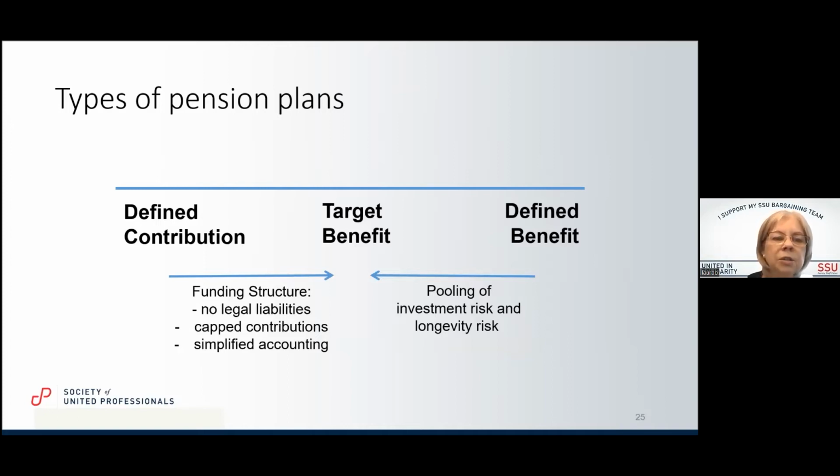So under defined contribution, you see that there are no legal liabilities, capped contributions, simplified accounting, that's a big one for employers. And on the upside for employees, you've got pooling of investment and longevity risk, which results in vastly better outcomes in terms of providing retirement income.